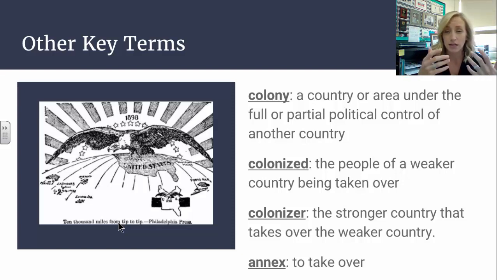The colonized then are the people of the weaker country being taken over, and the colonizer being the stronger country. In this case, it was us, where we just 150 or so years before were the colonized, but the stronger country that takes over the weaker one. And then maybe a new term is annex, and that meaning to take over.